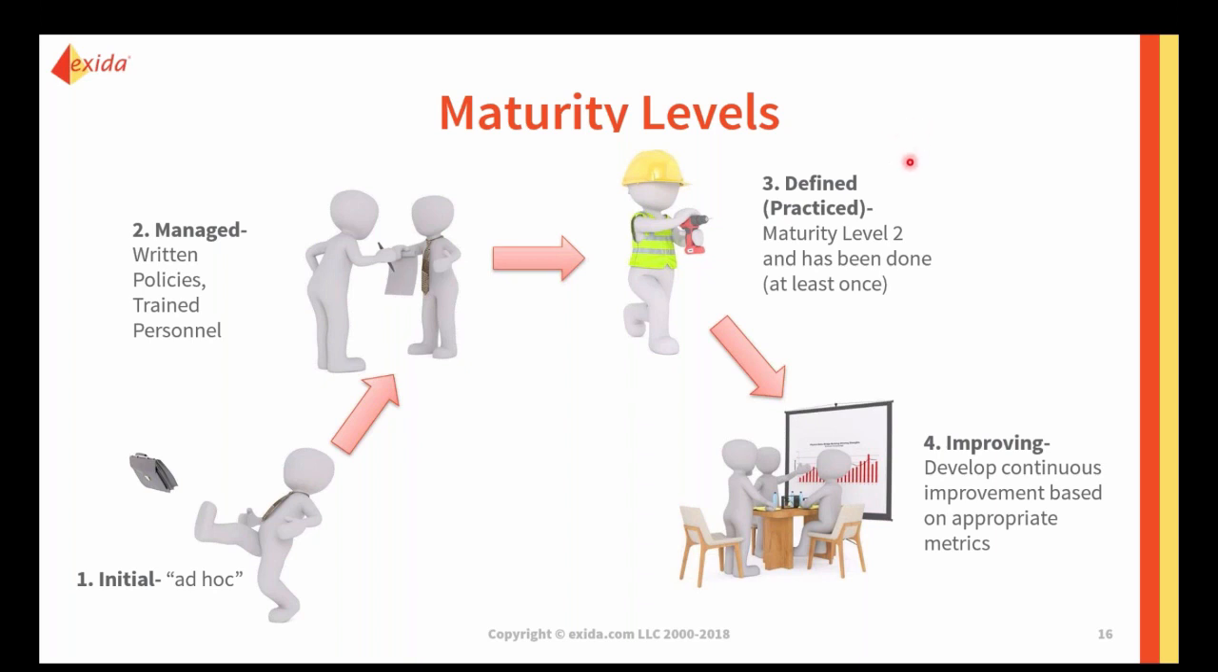The third maturity level is called defined or practiced. This is where all of the aspects from maturity level 2 have been implemented, but then there's documentation where you can show that you've actually gone through and followed this for a specific project. So it's not just a managed procedure, but something that's been practiced and used on a project. And then the fourth and highest maturity level is called improving. This is where a continuous improvement-based approach is used to continually update those policies and procedures based on appropriate metrics. So really closing the loop and incorporating whatever feedback is gotten to continue improving the security program.